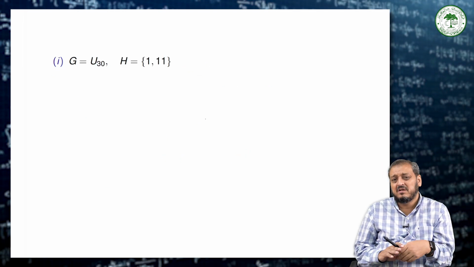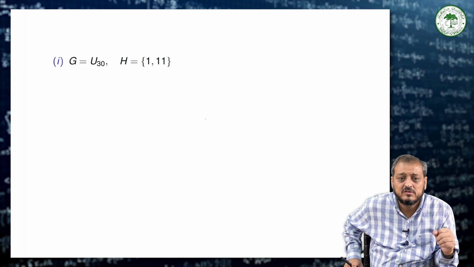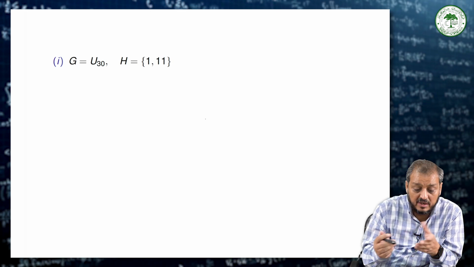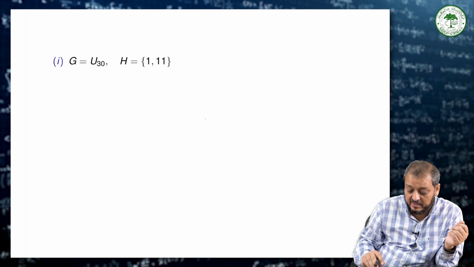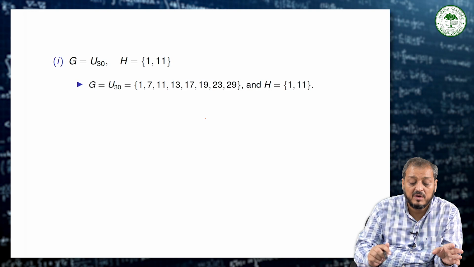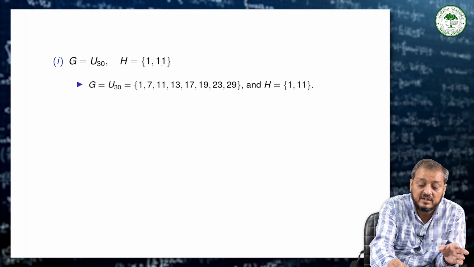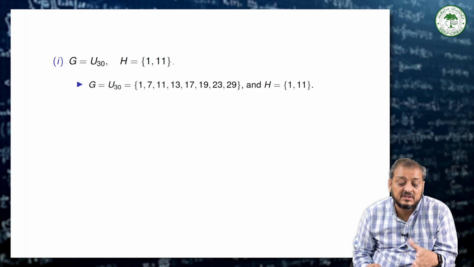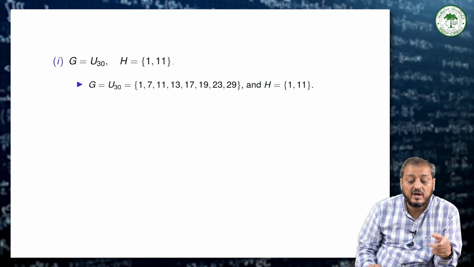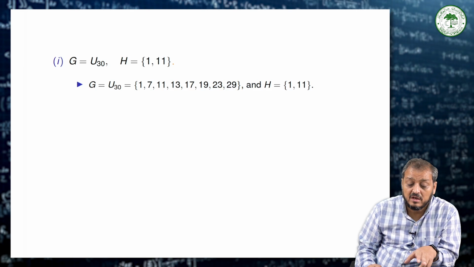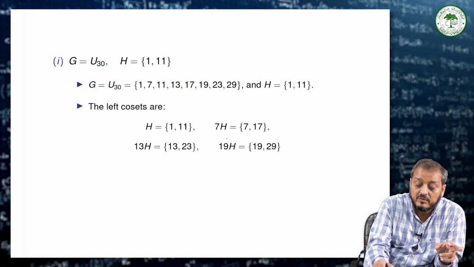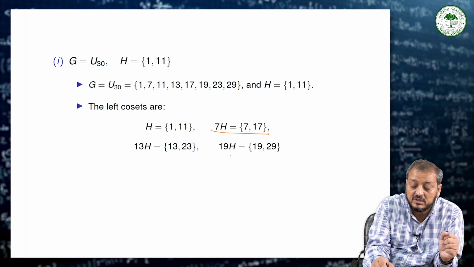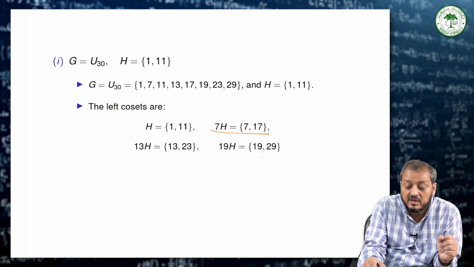Last, I will solve one more problem, and then I have to stop. Let G be equal to U30, the elements relatively prime to 30. Then H is equal to 1, 11, which is clearly a subgroup. Now 1H is equal to H. Starting with 7H, we have 7 and 17, then 13H is equal to 13 and 23, and 19H is equal to 19 and 29.